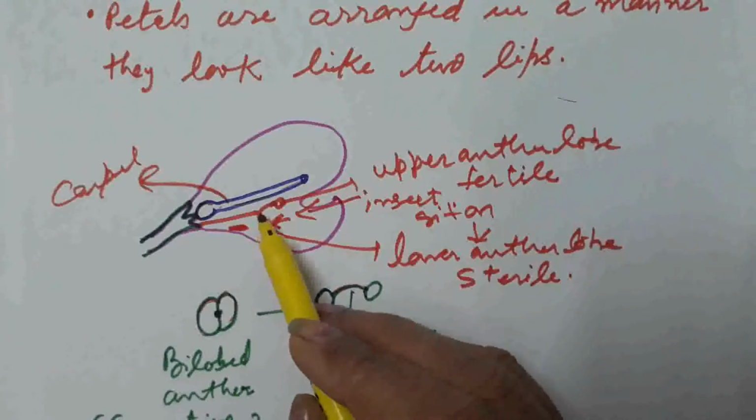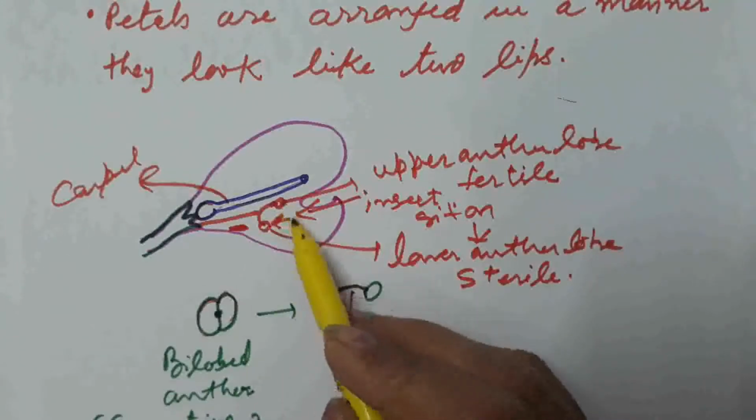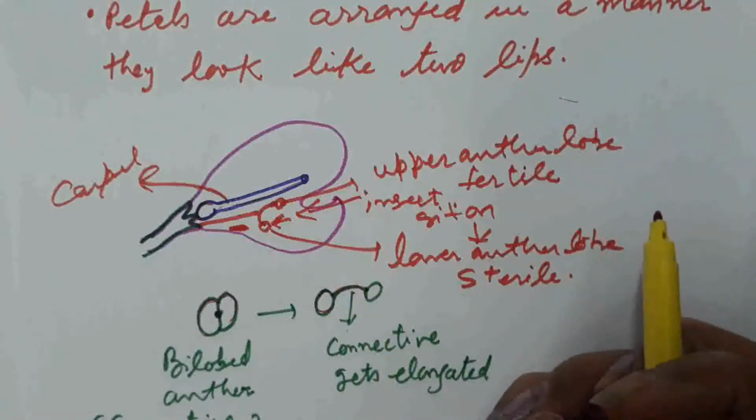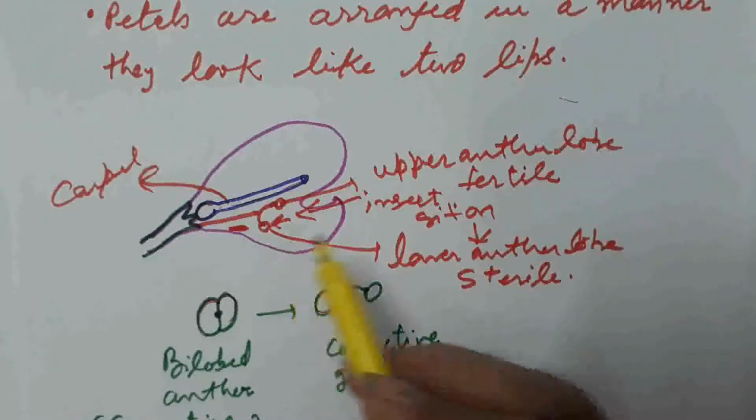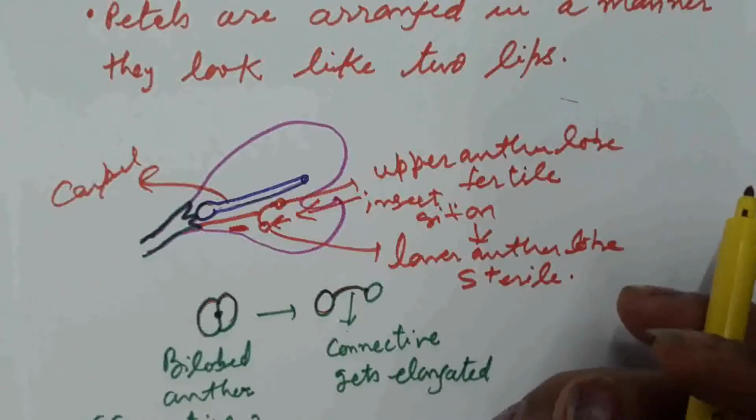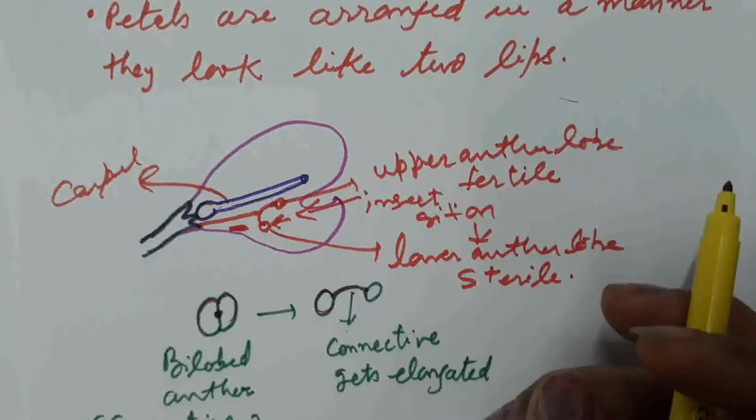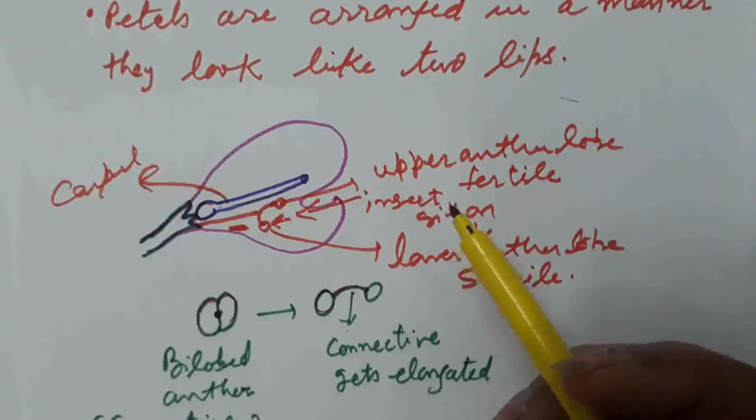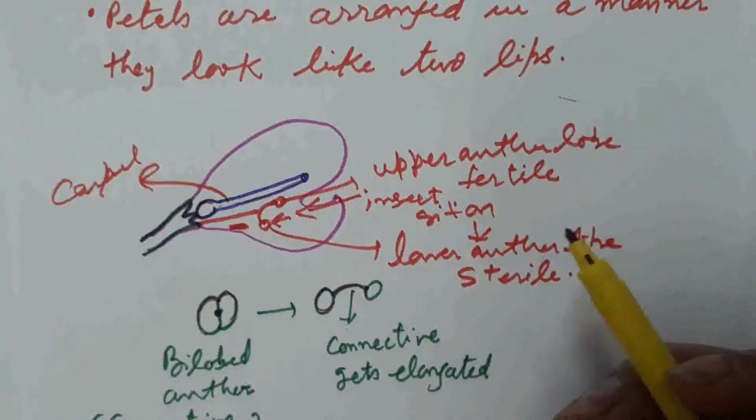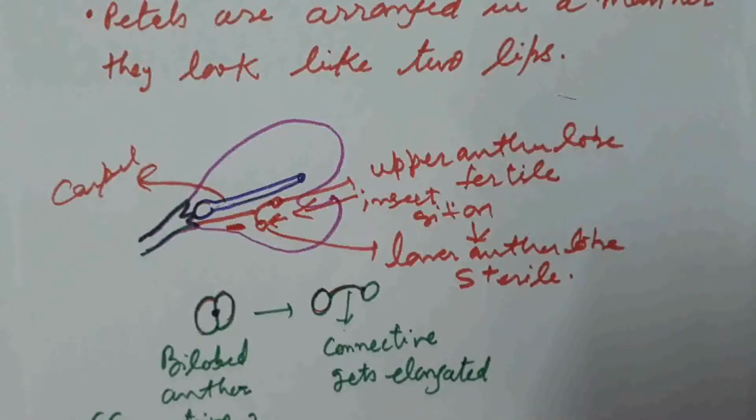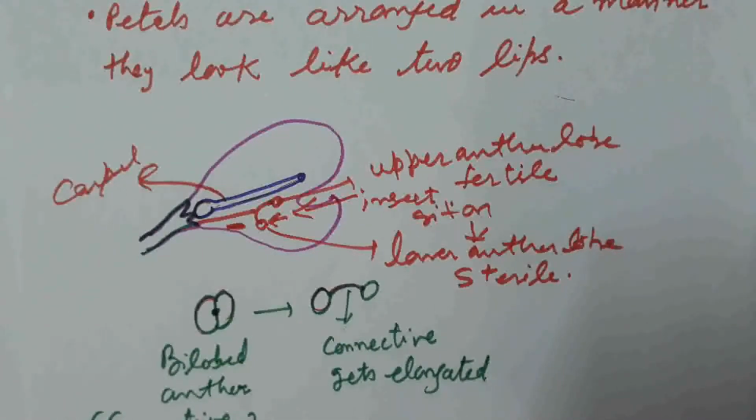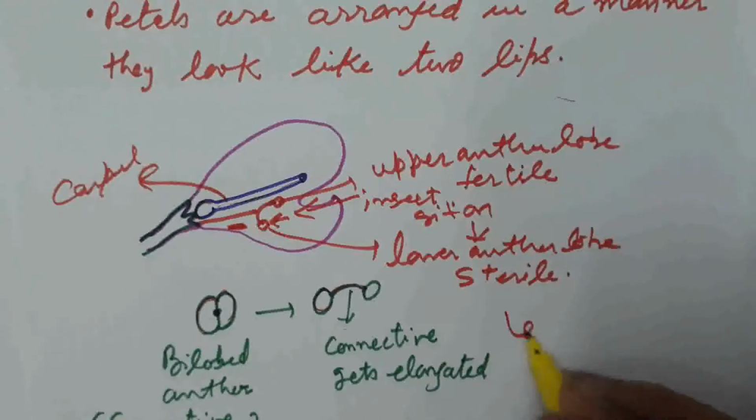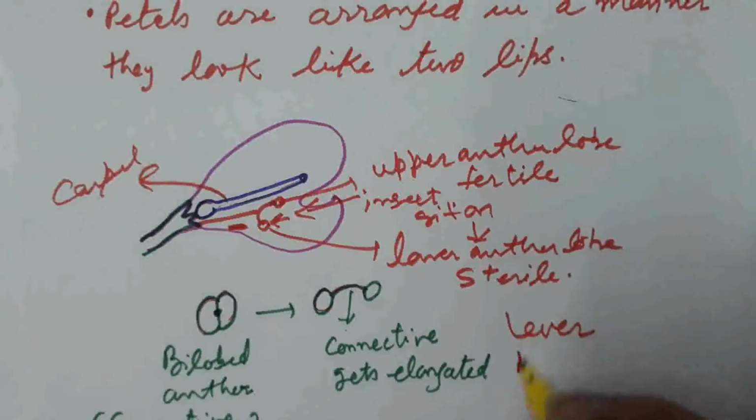At that time, this upper anther lobe bends and releases the pollen grains on the back of the insect. After sucking the nectar, the insect goes back, and when it visits the next flower, it releases the pollen grains on the stigma of the other flower. So it helps in cross pollination or entomophily. Such a pollination mechanism is known as the lever mechanism of pollination.